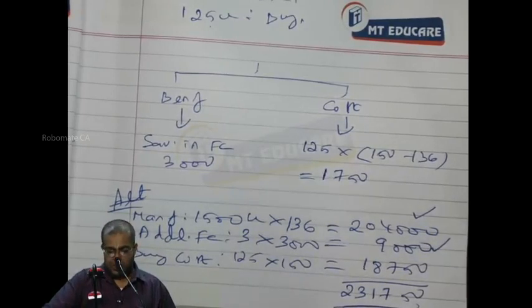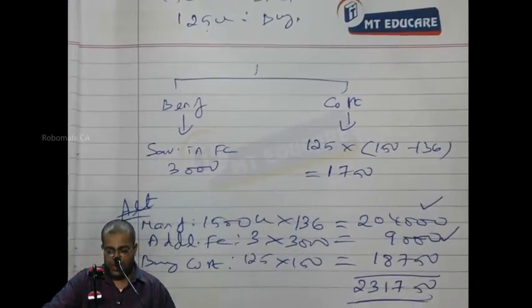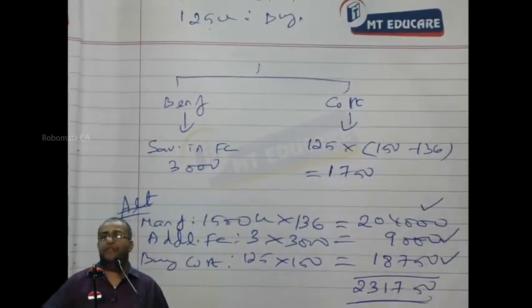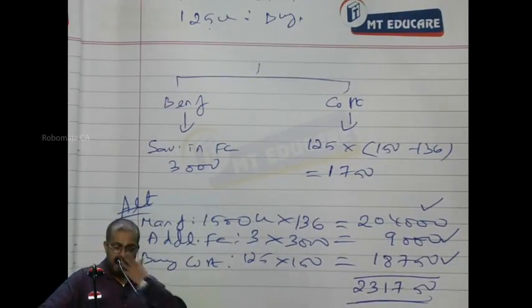Buying cost. I also buy, so there is a buying cost. How much do I buy? 125 units at 150. How much is it? 18,750. Total cost: 2,31,750.